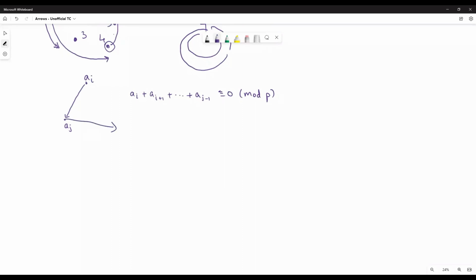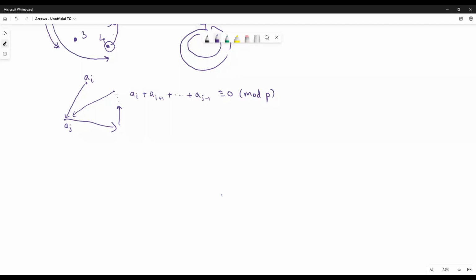So you draw an arrow here, you draw some arrow here, you go on, and eventually you'll go back to some vertex you've already visited. That may be AI, that may not be AI, but you'll go back to some vertex you've already visited. All right. So what this means is that that sum, which was congruent to the sum of all elements mod p, will be congruent to 0 mod p, which is in contradiction.